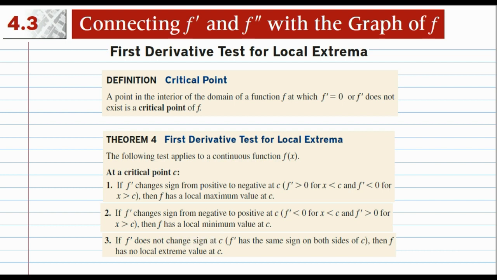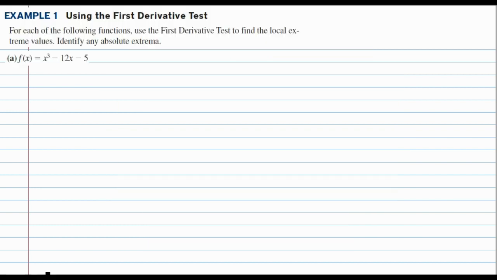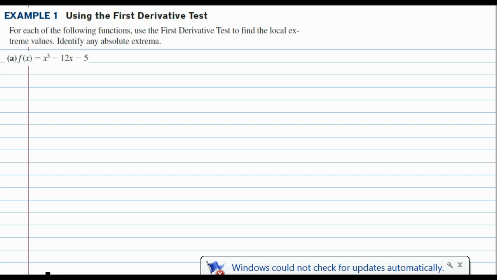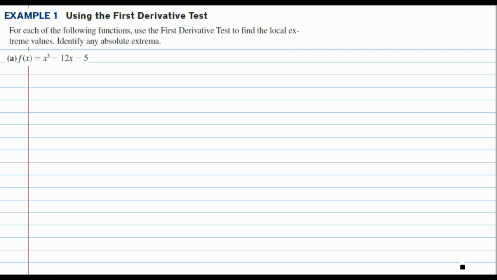Now the places that we can test for those extrema to occur are called critical points. A point on the interior of f where the derivative is 0 or does not exist is called a critical point. So let's look at an example. Example 1, for each of the following functions, use the first derivative test to find the local extreme values and identify any absolute extrema. Alright, so I need to find the first derivative.